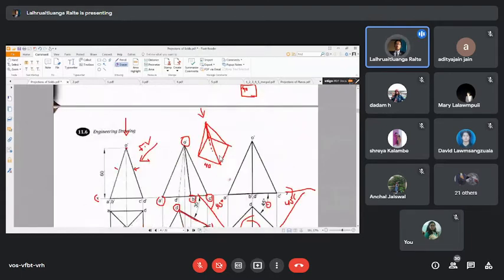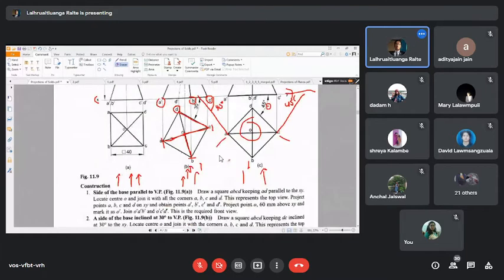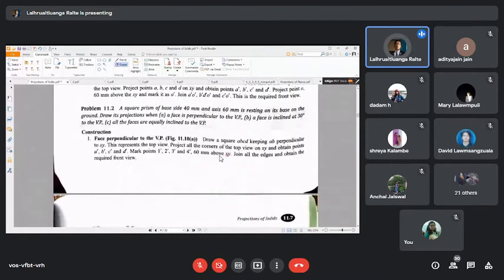Okay, so now let me proceed to the next problem. We have again a square prism of base side 40 mm and axis is still 60 mm and is resting on its base on the ground. Draw its projection when a face is perpendicular to the VP, a face is inclined at 30 degrees to the VP, and all faces are equally inclined to VP.